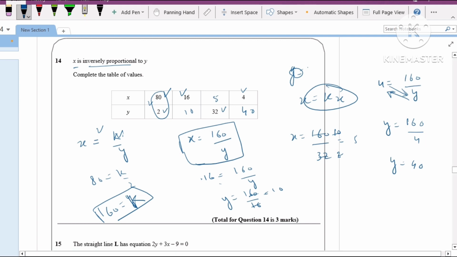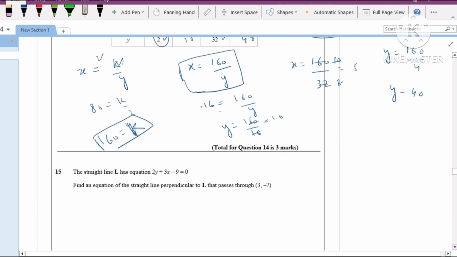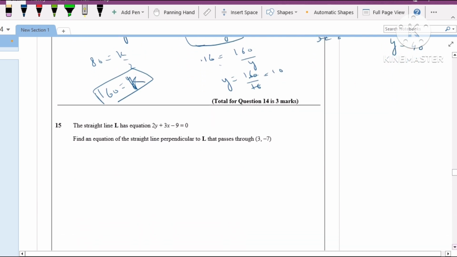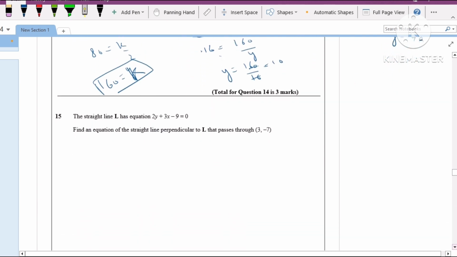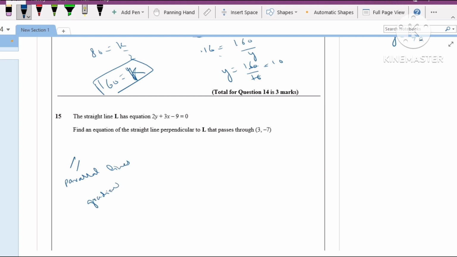The next question, question number 15, is about coordinate geometry. We know that if two lines are parallel, the gradient will be the same. For parallel lines, the gradient is the same. It means m1 is equal to m2.